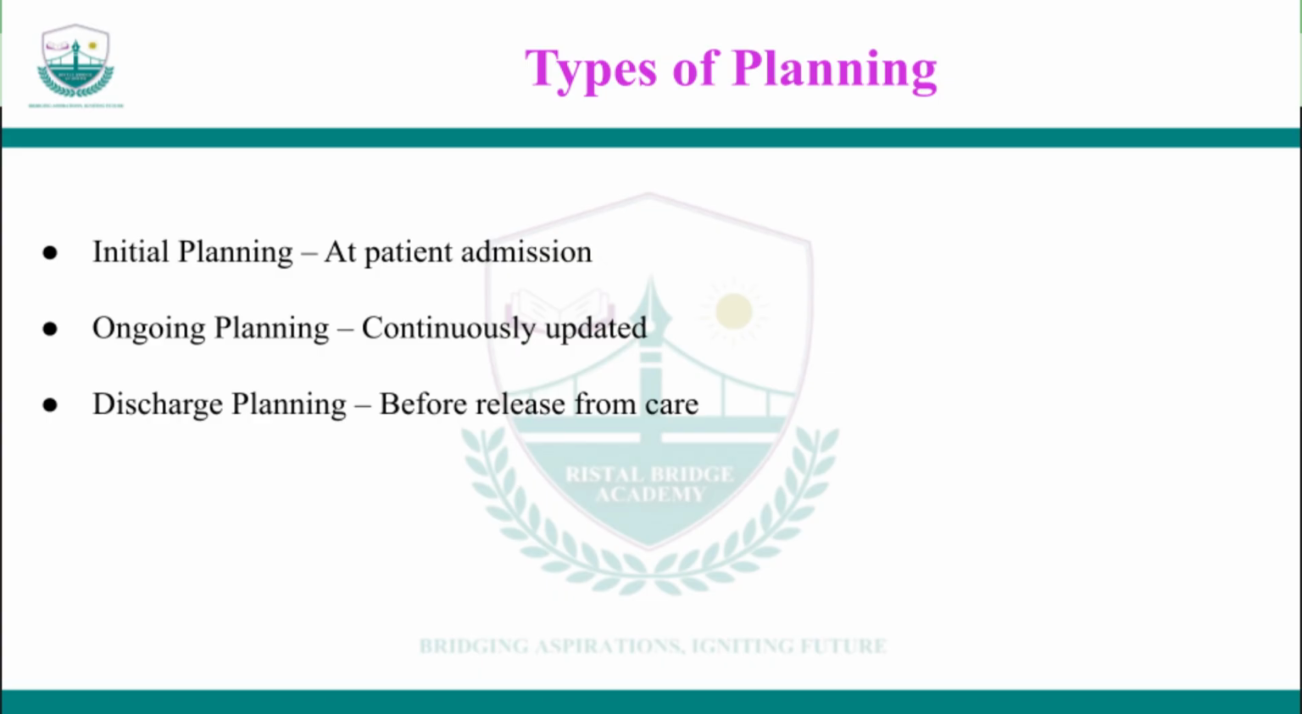So types of planning, nursing phases of planning, we have the initial, the ongoing, and the discharge planning. So the initial planning involves the plan that you make when the patient is admitted or at admission. Then we have the ongoing, which is the continuous planning that you make in the course of the care. Then the discharge is made when the patient is about to be discharged.